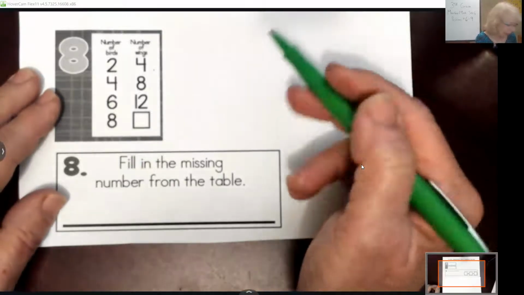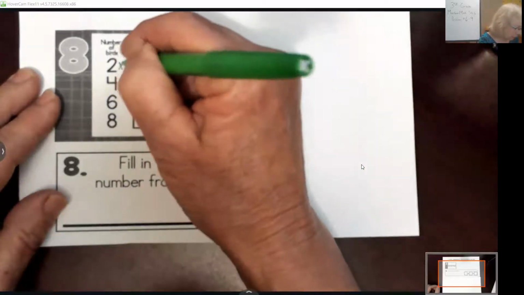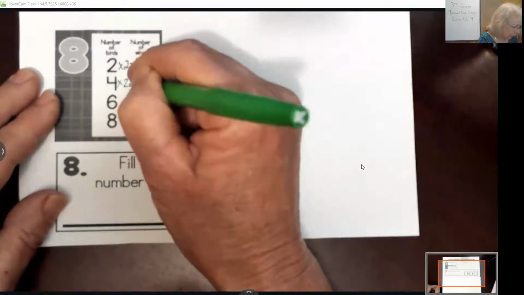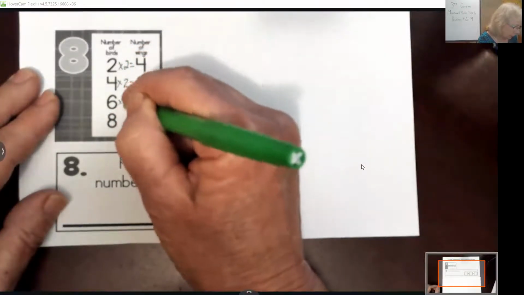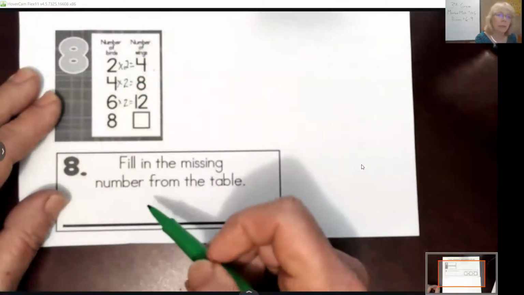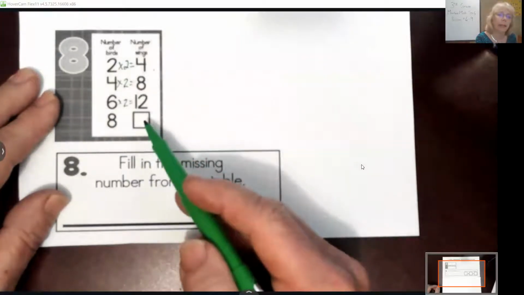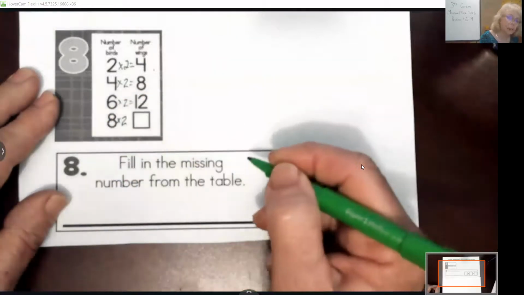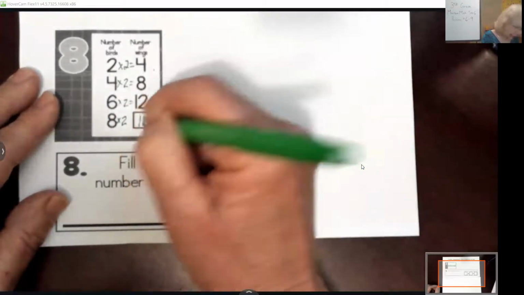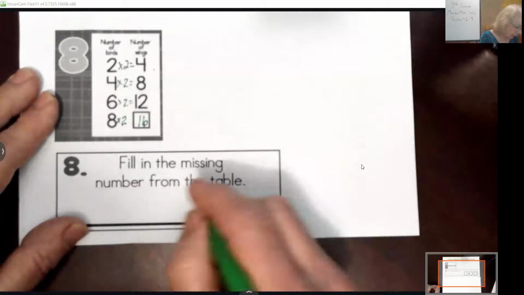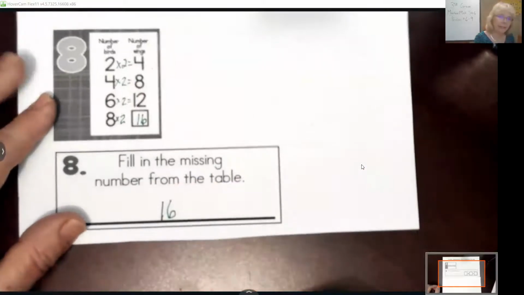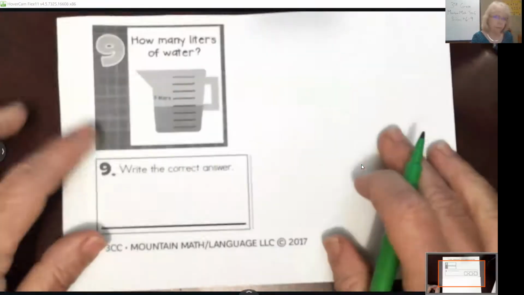Okay, hope you're back, because what we're doing is we're going to multiply each one of these by 2. That's going to be our rule, if you will. Multiply each number by 2 to get the number on the right. So that means we have to multiply 8 by 2, and it's going to give us 16. So fill in the missing number from the table. The number is 16. All right, almost done. Just number 9 to go.